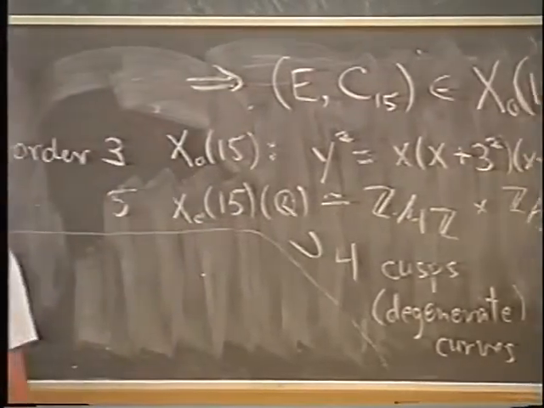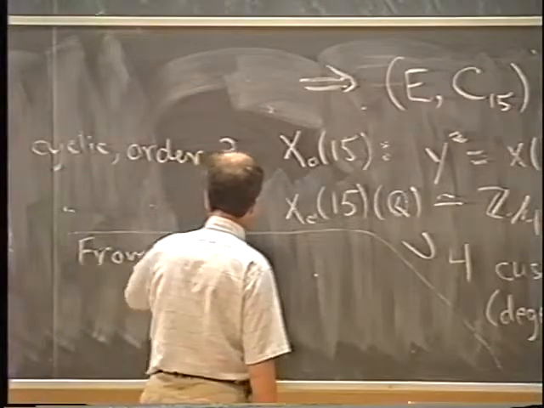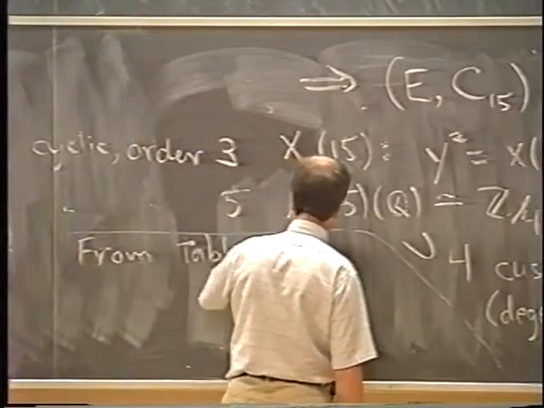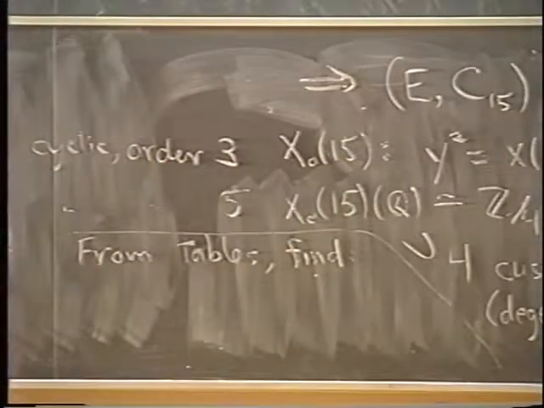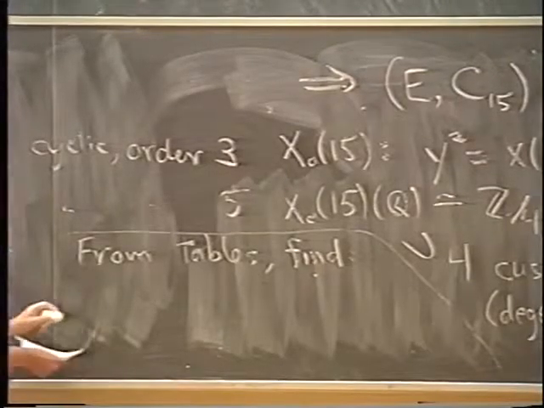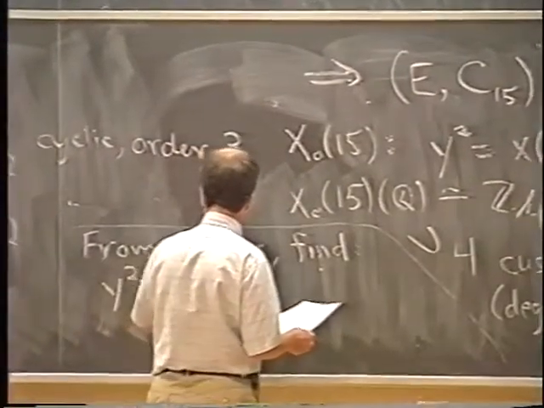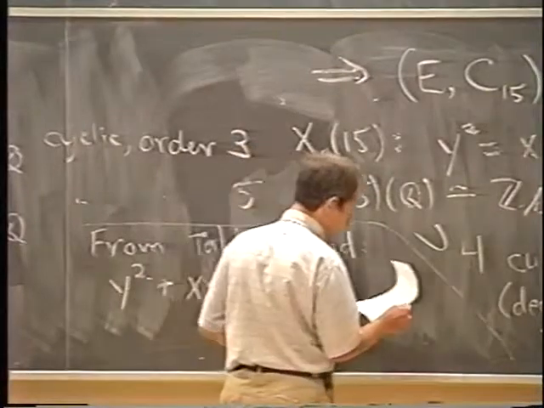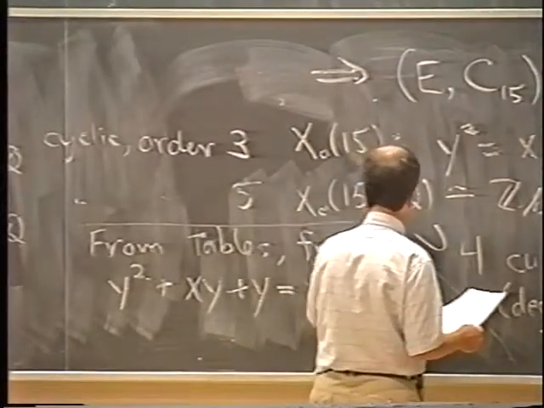So from various tables, you find, I can even write one down. Y squared plus xy plus y equals x cubed minus x minus 2.